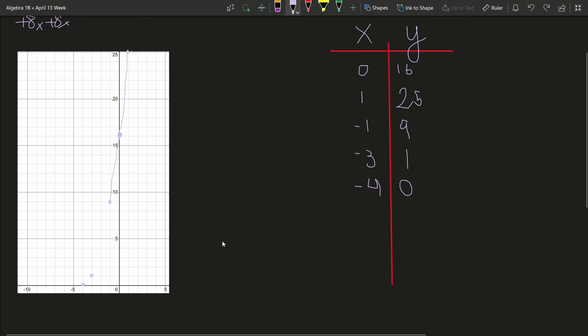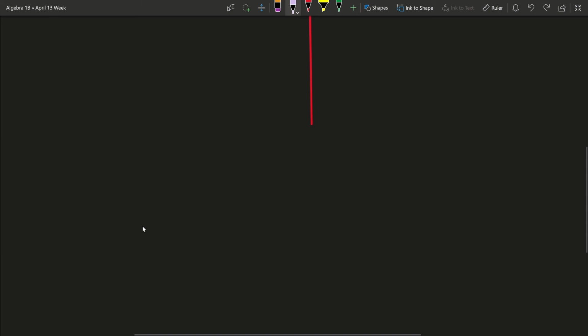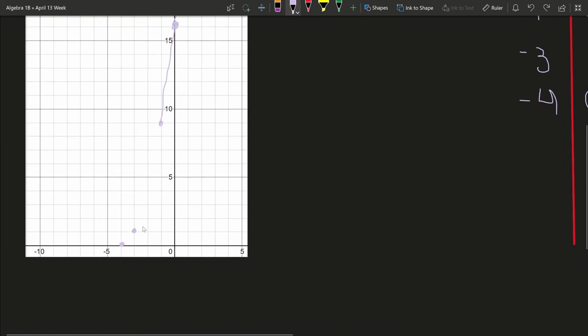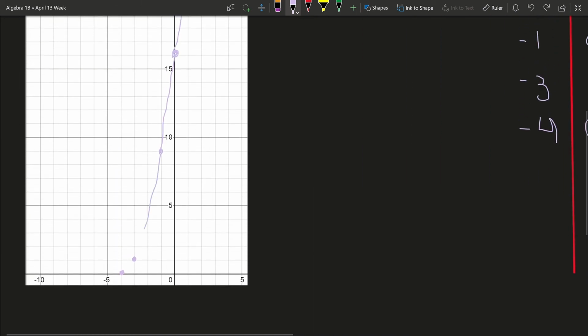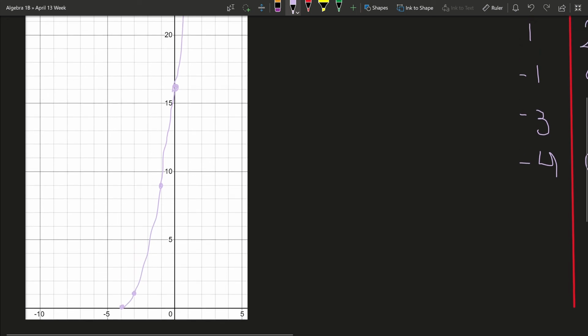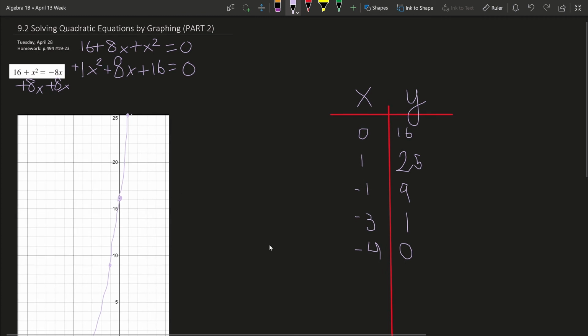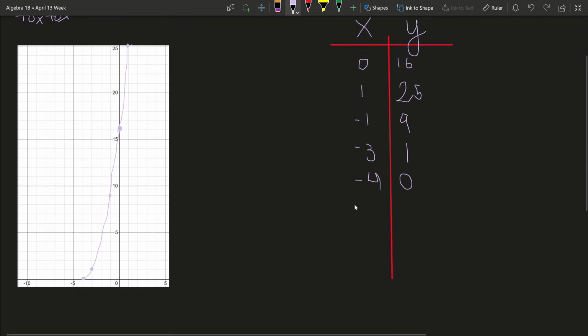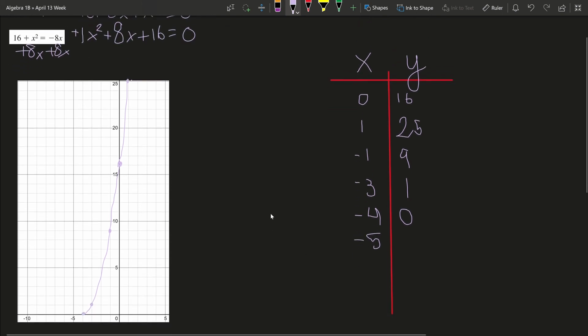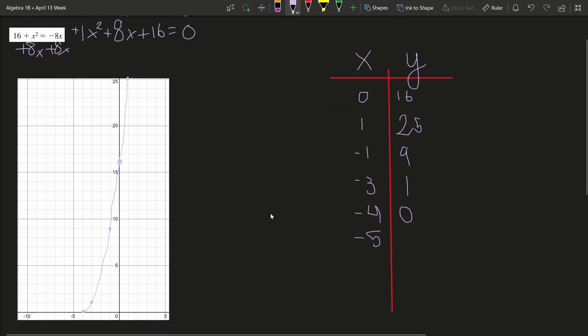Once again, we still don't know if that's the end of it though. So we need to go another point to the left. Otherwise, we won't know for sure. When you plug in -5, see what you get. When you plug in -5, you get 1. So hey, it was our vertex, the last one.